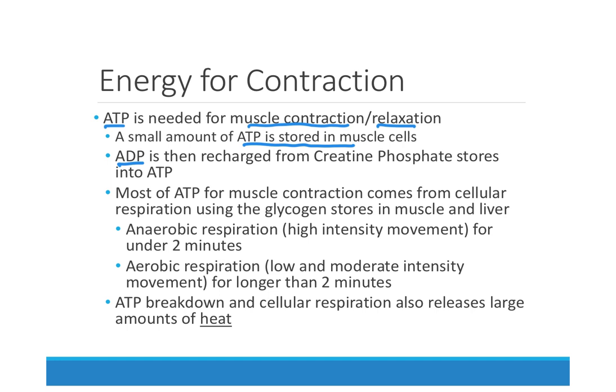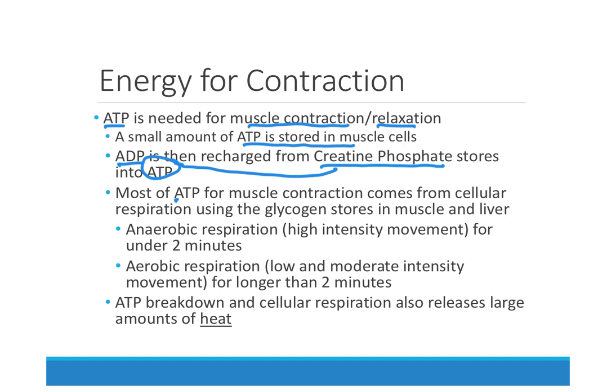So the first way it is recharged is by borrowing some energy from another molecule that has a high energy phosphate bond, creatine phosphate. This creatine phosphate cannot be used like ATP, but it can give energy to ADP and have it transformed into ATP. So it can recharge the discharged battery that ATP is.